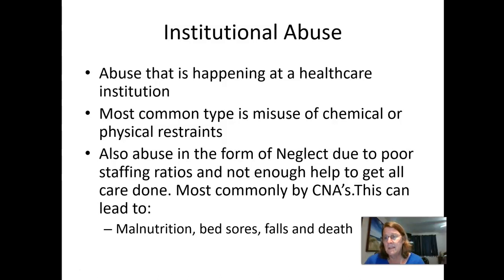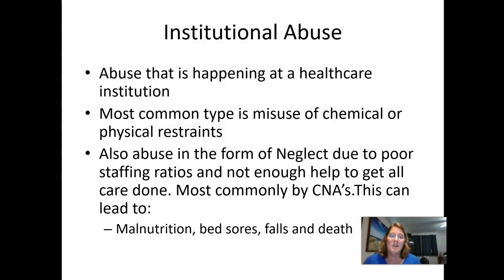The next type of abuse that you'll see in a healthcare setting is neglect due to poor staffing ratios sometimes, and most commonly by CNAs. When you have poor staffing ratios, when you have a CNA who's got 8 patients, for instance, on day shift, and their patients all need to be fed and they all need to be cleaned and they're all incontinent, it is a heavy, heavy load. And you can only do so much in a day. So sometimes neglect happens just because staffing ratios aren't enough to get them all the help that they need.